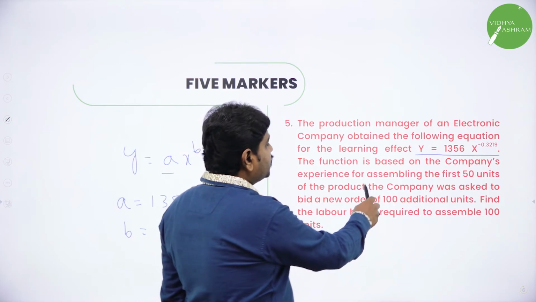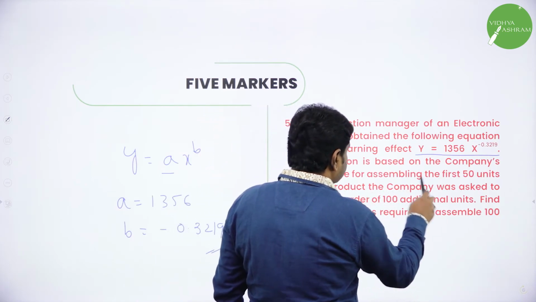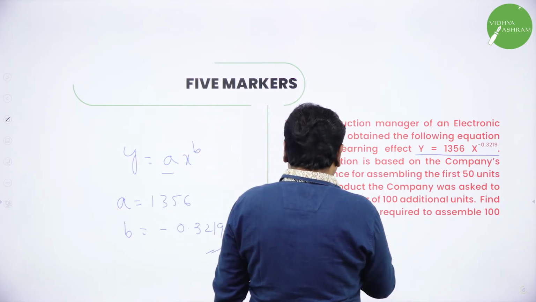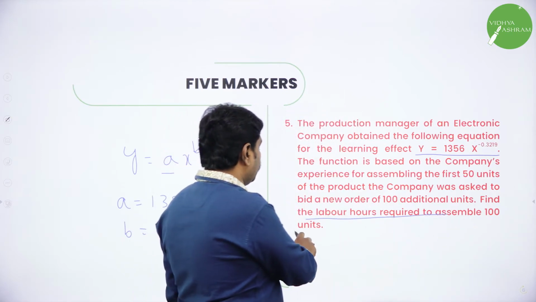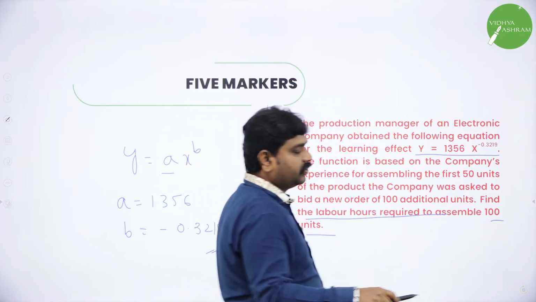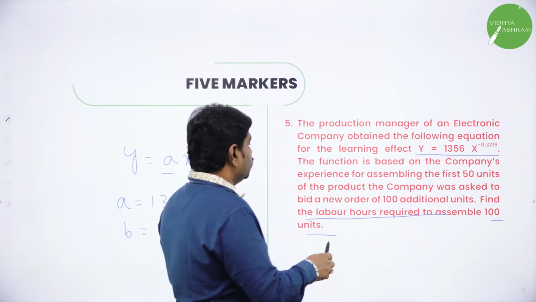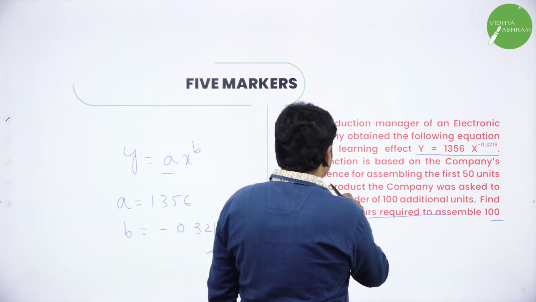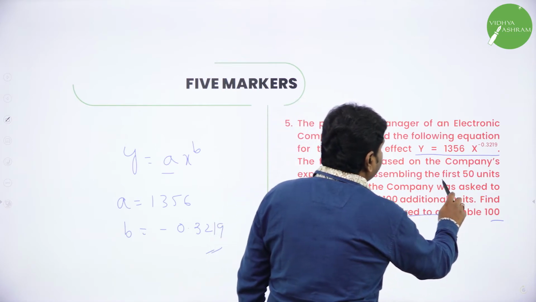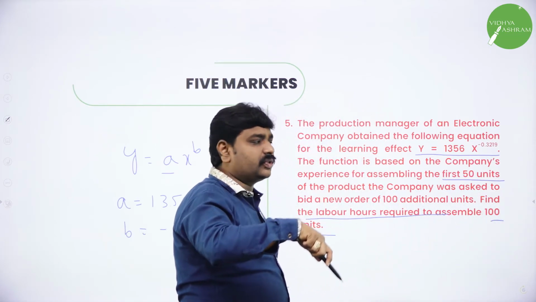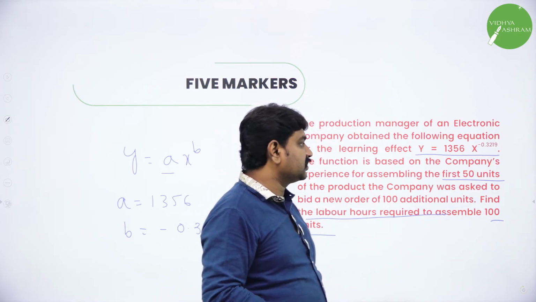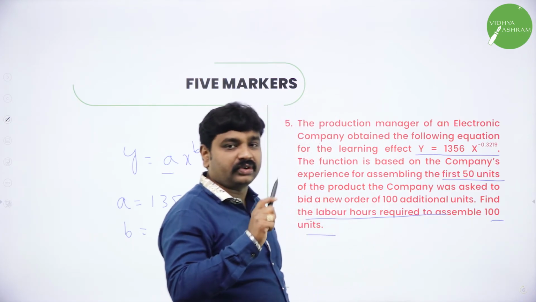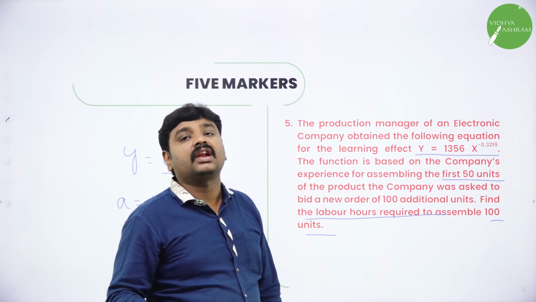Now this function is based on the company's experience and they are asking you to find the labor hours required. Again they want labor hours required for 100 units. Labor hours for 100 units. See, now they told the function is based on the company's experience for assembling first 50 units. It is for first 50 units, means this is the time for first 50 units. 1356 is time for first 50 units. You can take first 50 units as 1 lot.